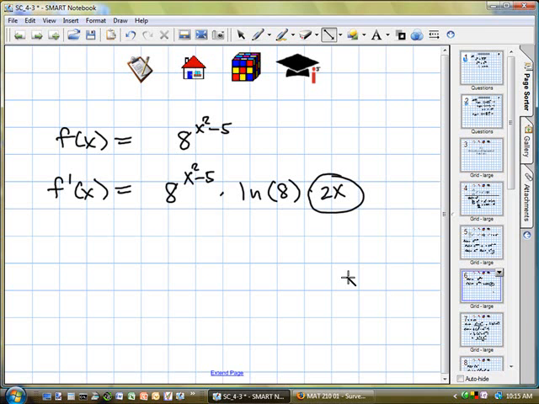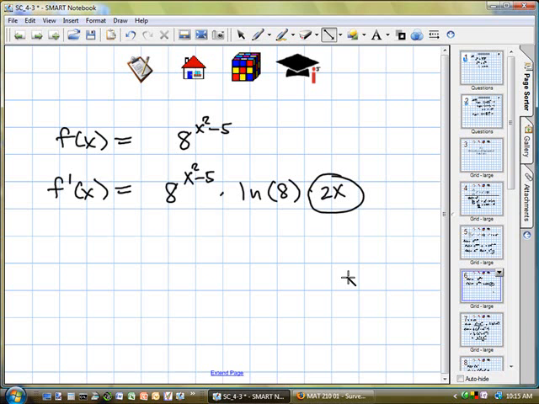And there's that 2x again. Why is that there? Because the inner function is x squared minus 5. And what's the derivative of x squared minus 5? 2x.